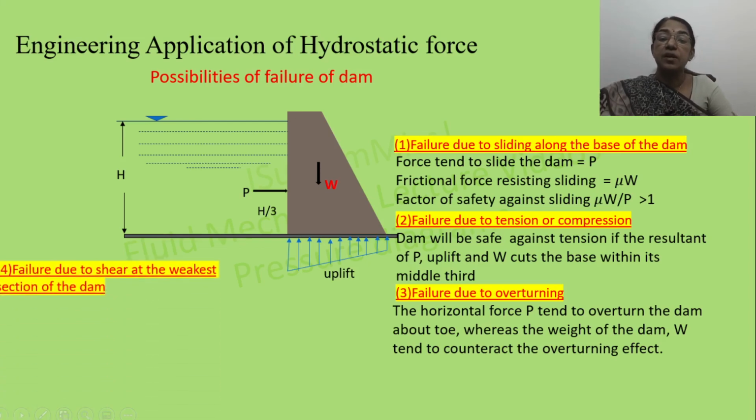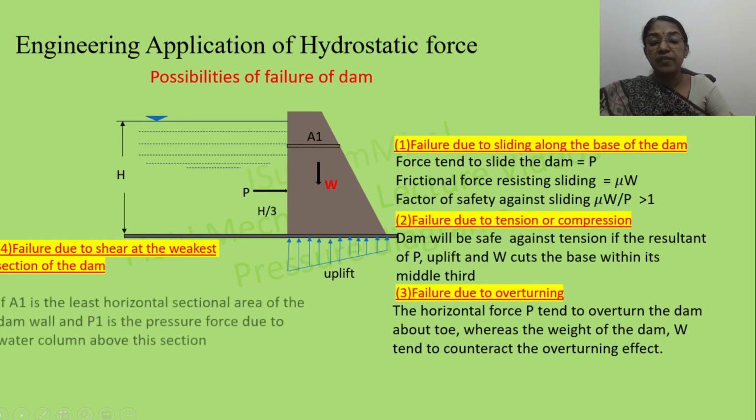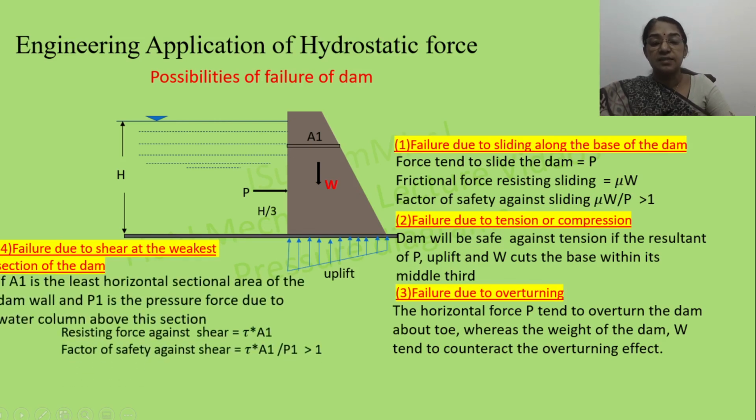The fourth case is failure due to shear at the weakest section of the dam. Consider a section with area A1, and P1 is the pressure force due to water above this section. If tau is the shear strength, then tau into A1 is the shear force. If tau into A1 is higher than P1, the pressure force due to water above this section, then failure due to shear can be prevented. So these are the four cases influencing the stability of the dam, and these 4 points are normally asked in competitive exams. So please try to remember these facts.